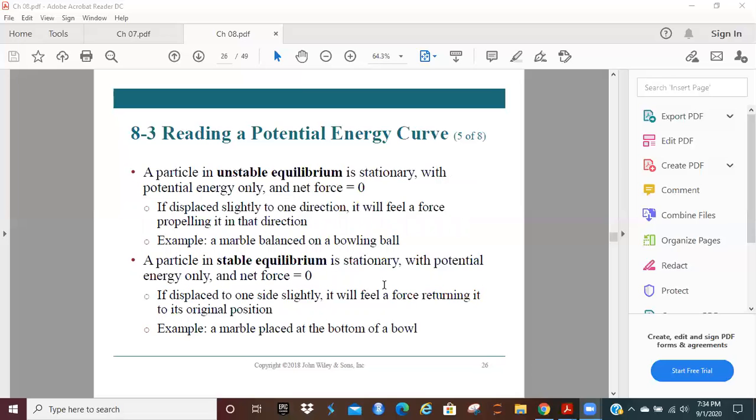But if that marble is there and stationary, it's not going anywhere. But if you push it in one direction, it's going to continue on in that direction.